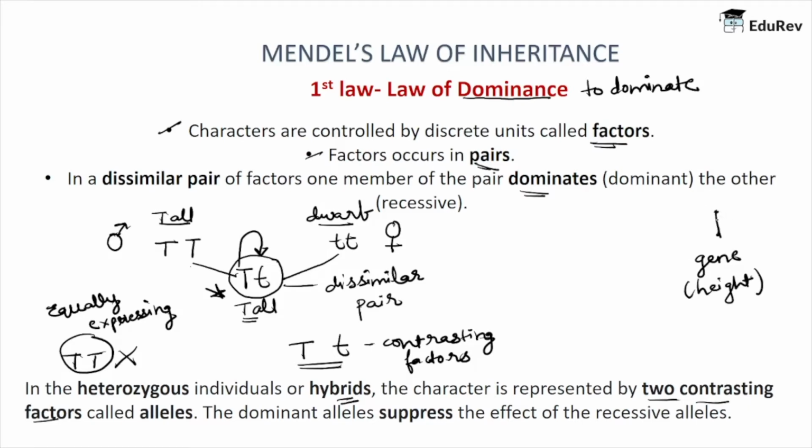Now alleles basically are the two contrasting pairs which actually define the phenotype. This is tall. This is the dwarf. Now the traits showing tall and dwarf, the two contrasting pairs, are the alleles which are on a gene.